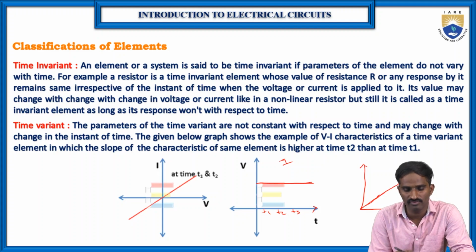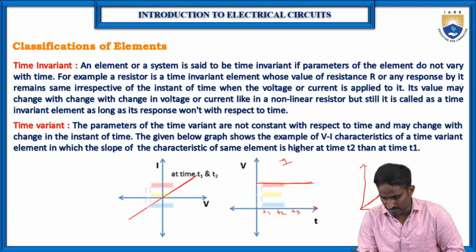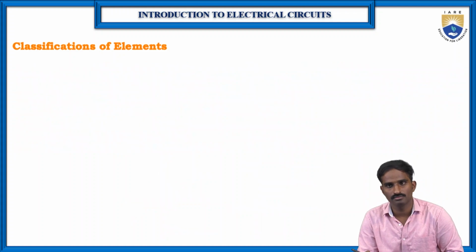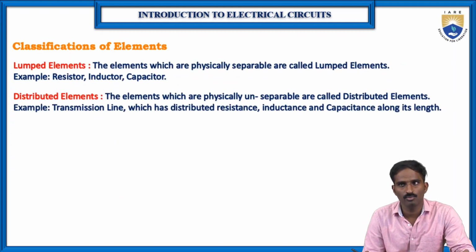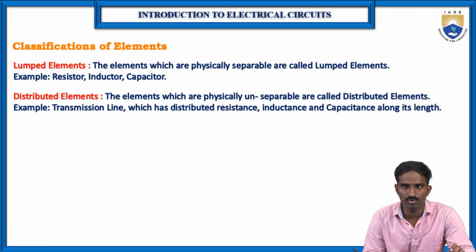And when coming to the time variant elements, as you can see here, the voltage is changing with respect to the time. These kind of elements are called the time variant elements, right? Then the final classification about the elements is lumped elements and the distributed elements. The lumped elements means the elements which are physically separable are called the lumped elements.